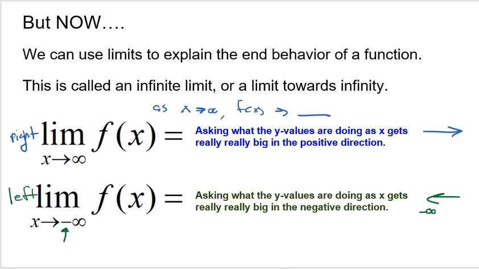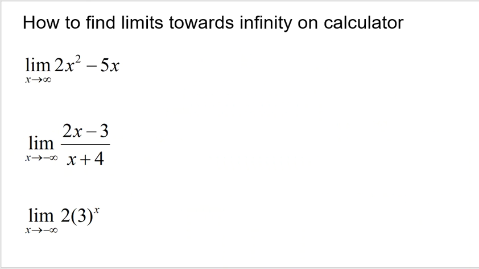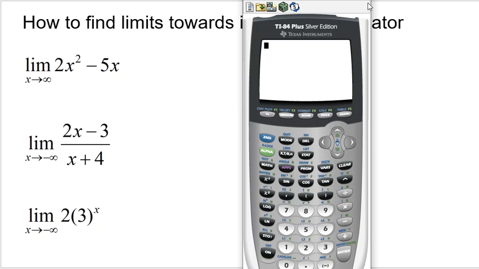So one way we could answer these types of limits is with our calculator. The calculator actually makes it really fun and easy to do. So let's show this real quick. For this first example, it says, what is the limit as x goes towards infinity of 2x squared minus 5x? I'm going to go into y equals, clear out anything that's there, and type in 2x squared minus 5x. Then I'm going to press second quit to get out of there.